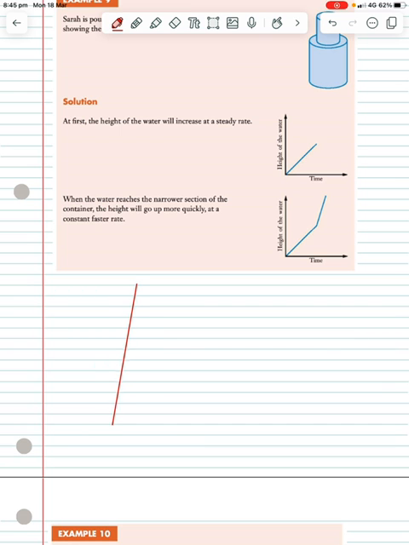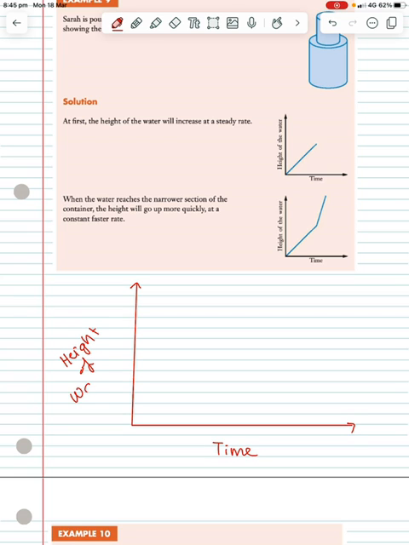So I'm going to just start by drawing my X and Y axes. Whoops, that was a bit bad. There we go. I'm going to put my arrows. This is going to be time, and then this one here is going to be height of water. So we don't need to put any values because we don't actually have values.